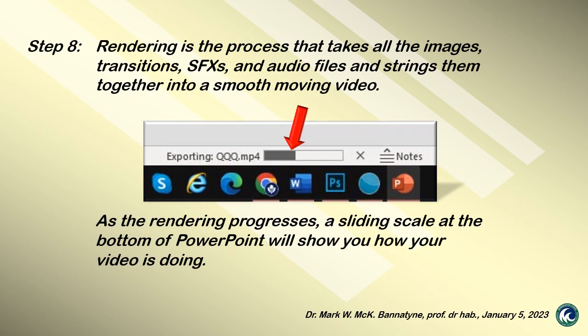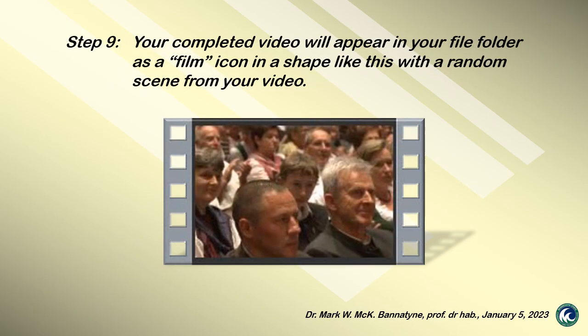Step 8. Rendering is the process that takes all the images, transitions, special effects, and audio files, and strings them together into a smooth-moving video. As the rendering progresses, a sliding scale at the bottom of PowerPoint will show you how your video is doing. Step 9. Your completed video will appear in your file folder as a film icon in a shape like this, with a random scene from your video.